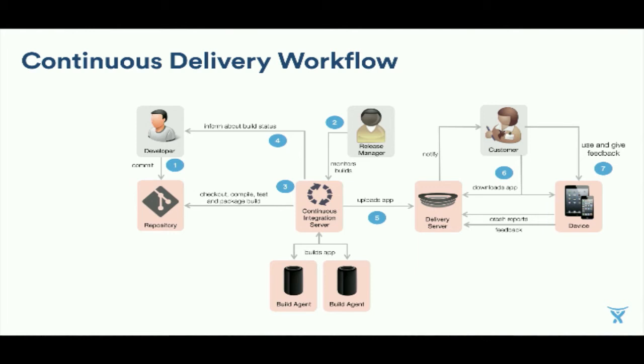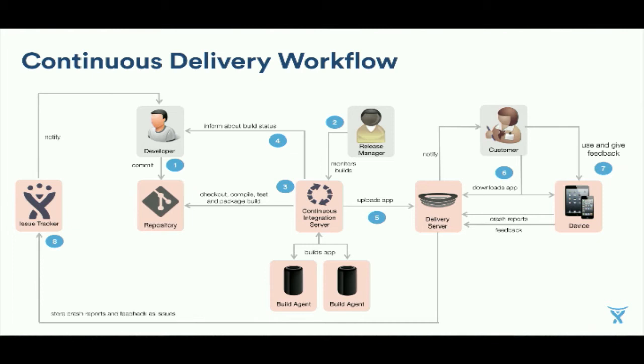And we take this feedback together with crash reports. It's software in development, so it tends to crash. We take the feedback and the crash reports and put them all back into the issue tracker. The developers get notified about that, and the loop starts from the beginning. This is the loop the development teams will go through multiple times.